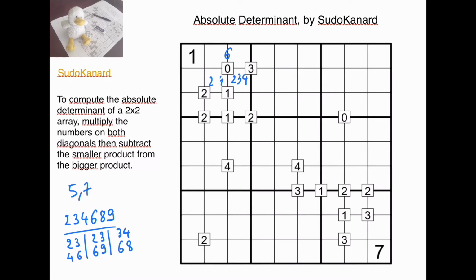So let's remove 3 from here, and 3 has to go there, making this a 6 or a 9. This is a 2 or a 4. And now this one must be 6, 4 or 8. And we know that we have an even product on this diagonal, and we must have another even product on this diagonal.